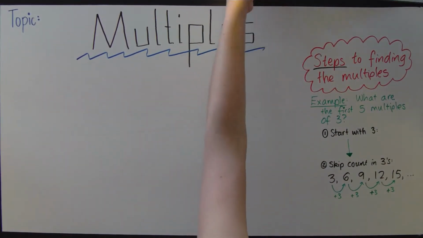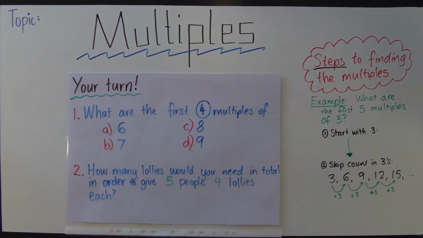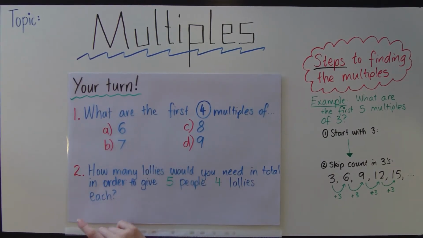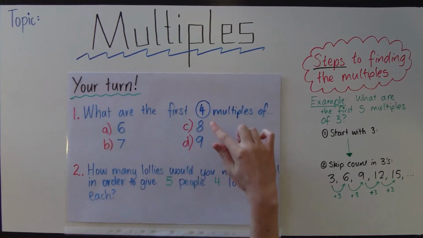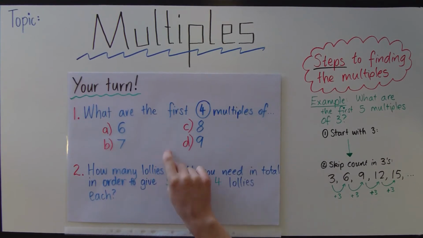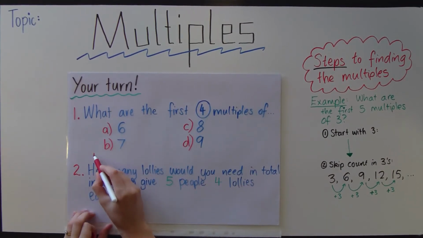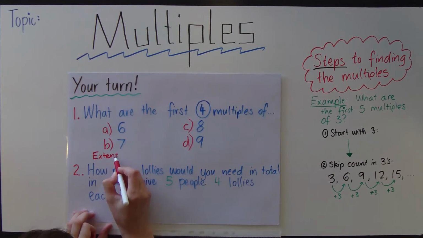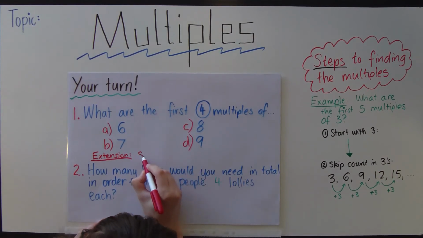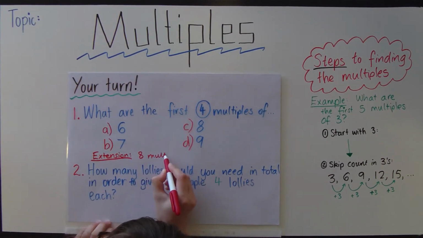And now you're going to have a practice yourself in your homework sheet. First question is, what are the first 4 multiples of 6? And then what are the first 4 multiples of 7? What are the first 4 multiples of 8? And what are the first 4 multiples of 9? Here for an extension, just write this under here, I wonder if you can go further than just the first 4 multiples. I wonder if you can perhaps even bring it up to the first 8 multiples.